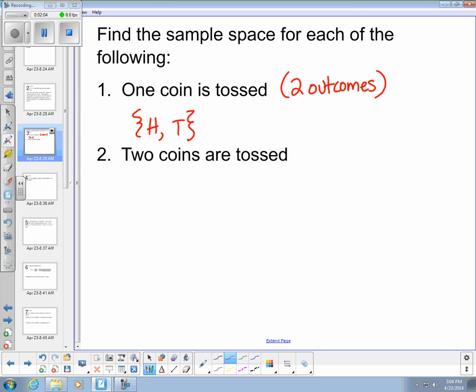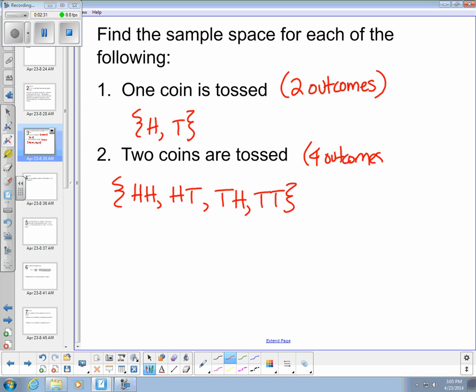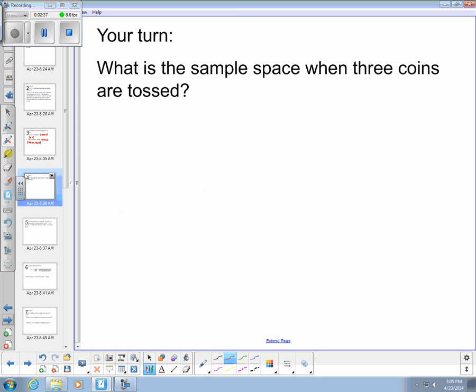Okay, if you toss two coins, well, the first one could land on heads and the second one on heads. That's one outcome. Or the first one can land on heads and the second on tails. That's a second. The third, the first one could land on tails and the second one on heads. Or they can both land on tails. So there are four possible outcomes. So our sample space contains four items because there are four different ways that this can happen. Okay, I want you to pause the video and write down what the sample space would be if you're tossing three coins and then start it back when you're ready to check.